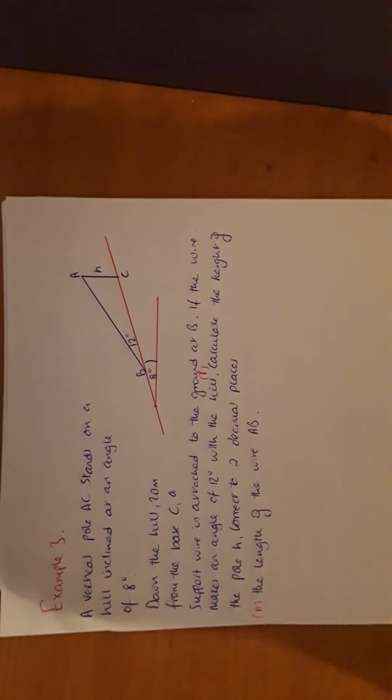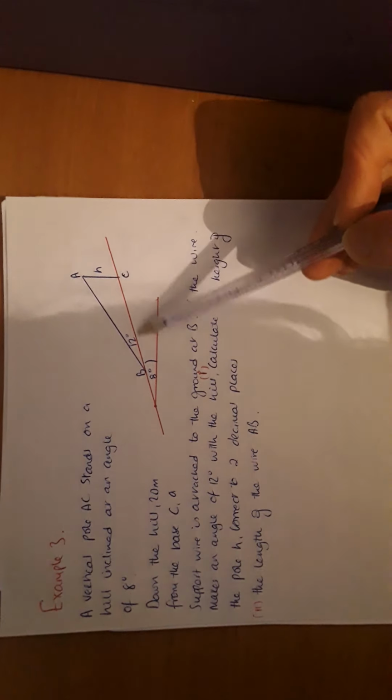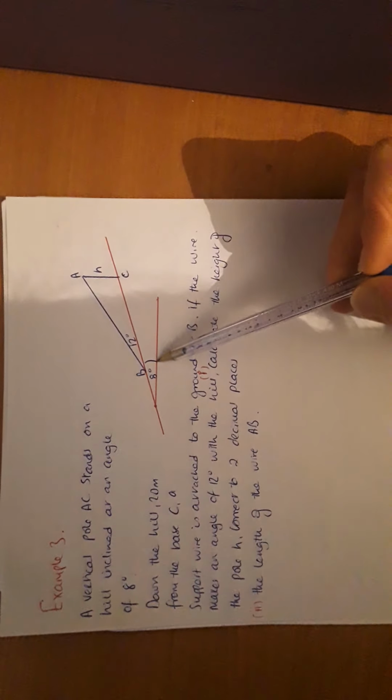So here we have example number 3. We have a diagram drawn. There's a vertical pole, AC, stands on a hill, right? Inclined at an angle of 8 degrees.